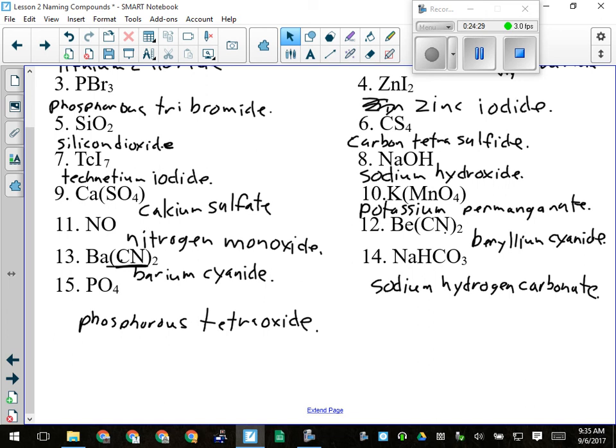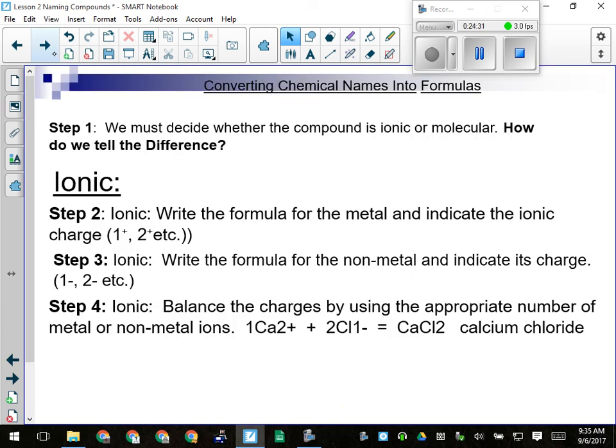Okay. Now we've got to go the other way. So we've been working on how to do the names. Now we're going to work on this part.